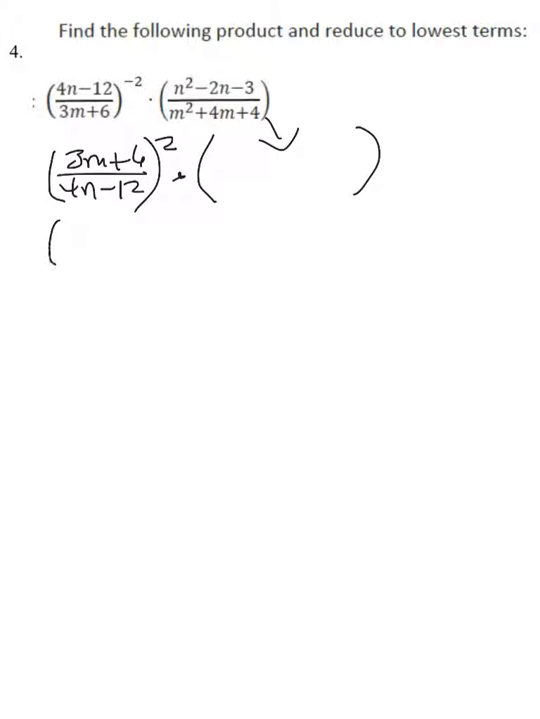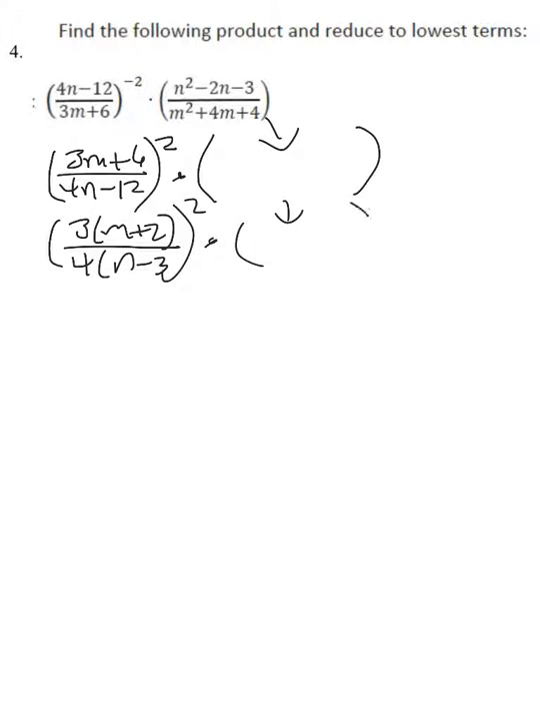Well, before I deal with the squaring, I would actually factor a GCF out on the top. So I think you guys will agree that's a 3 times an m plus 2. And in the bottom, I can factor out a 4. And that's an n minus 3. And this whole thing is still being squared. Once again, times, and I would still be bringing that thing down, and I'm not going to bother writing that yet.